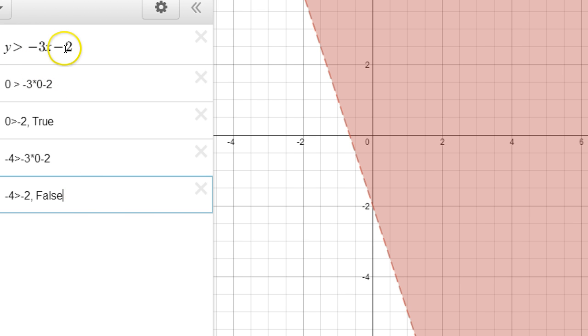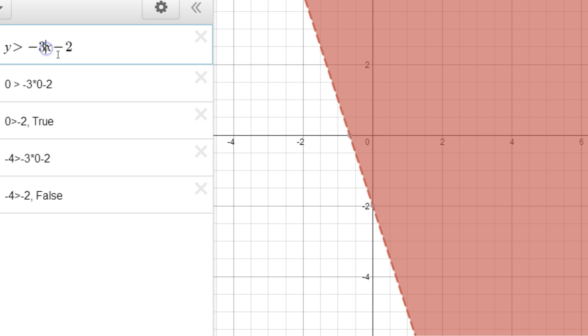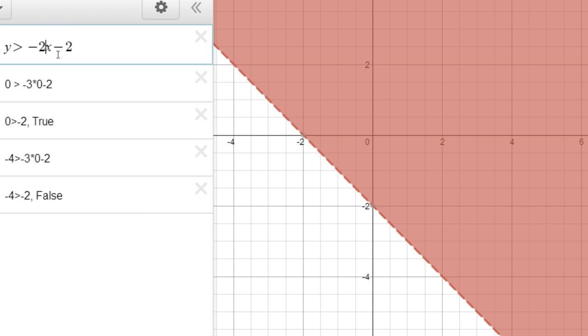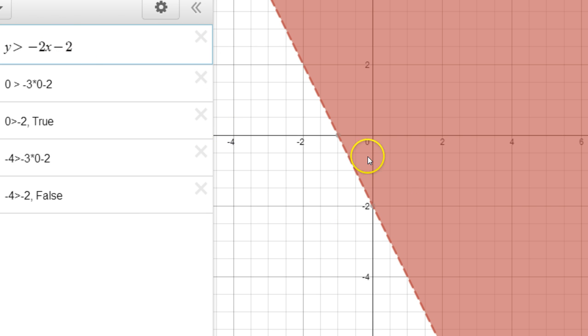Alright, and so that's basically how it works, and that's where the boundary line comes into play, and that's where the actual shading comes into play. Now if I change this, will that change some of my answers? Let's go negative 2. It doesn't change any of them for this circumstance, okay, which is kind of nice.